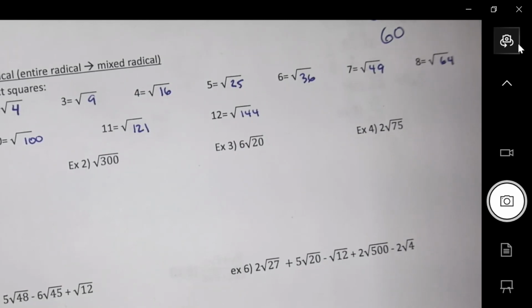13? What's 13? 169. Anybody know 14? 225 is 15. Yeah, 196 and then 225, yep.